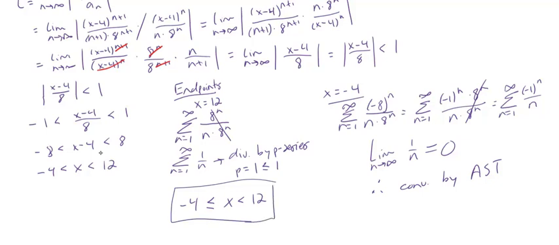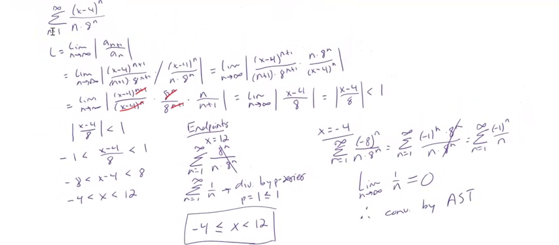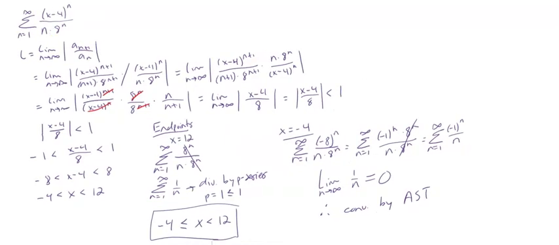So there you go. That's the interval of convergence. Hopefully you see how the previous example works and how this one works as well. I'll zoom out so you can see the whole thing. There you go. Peace.